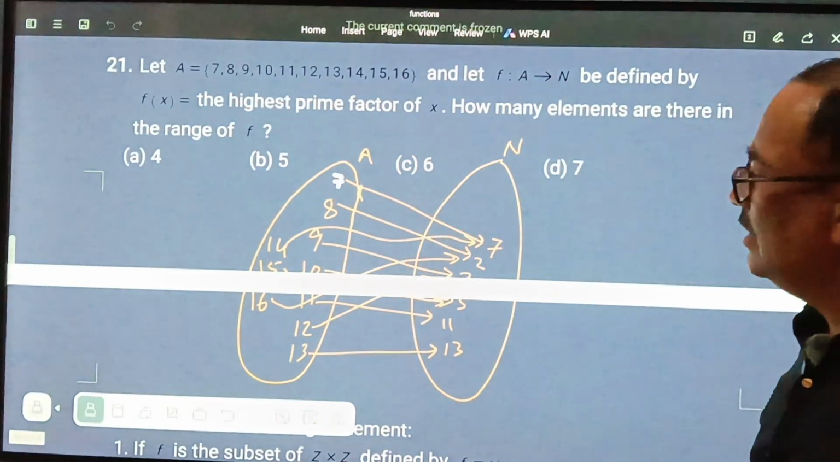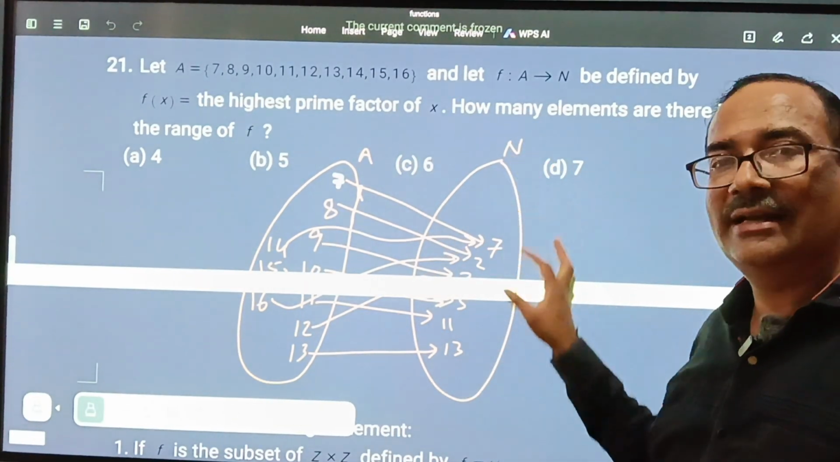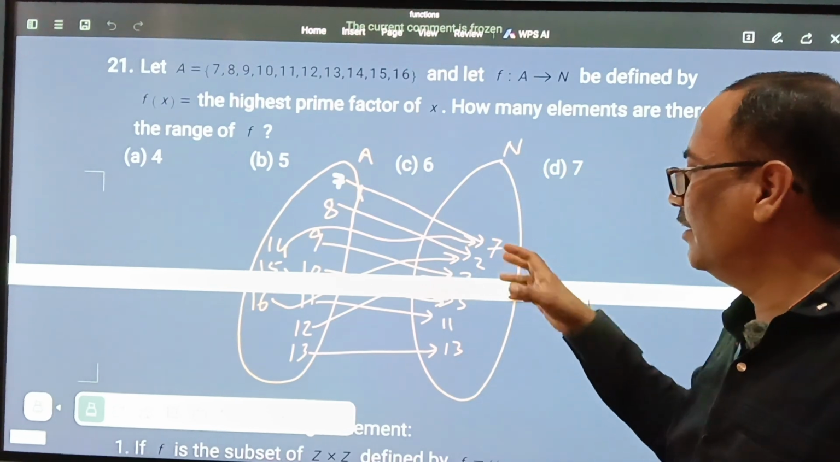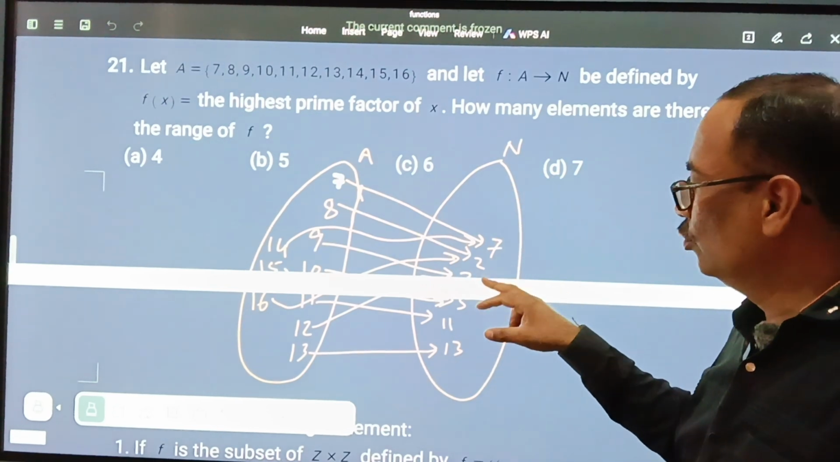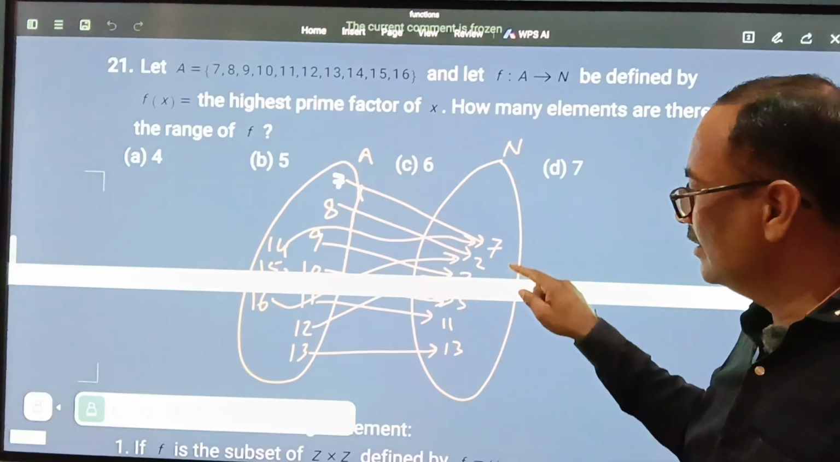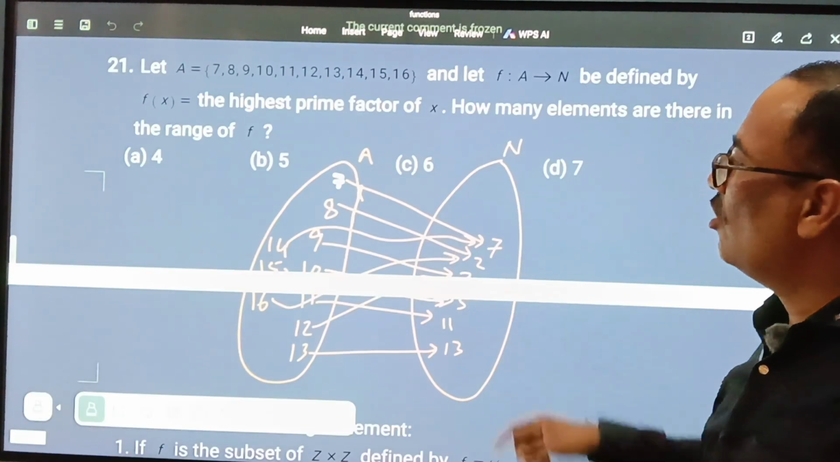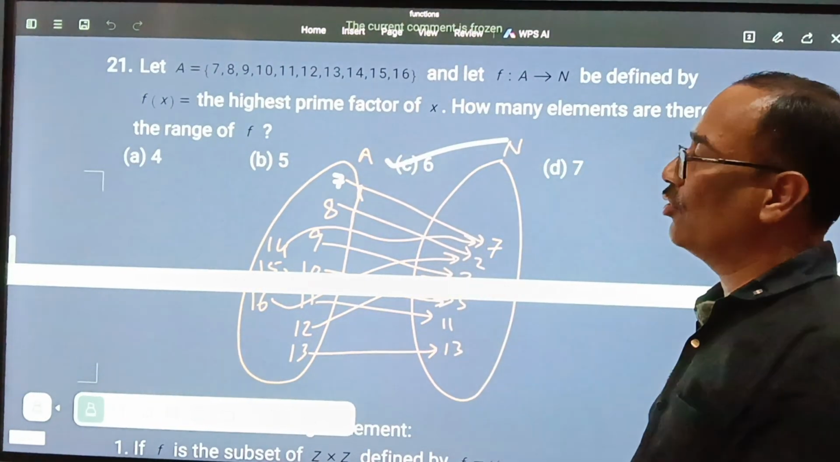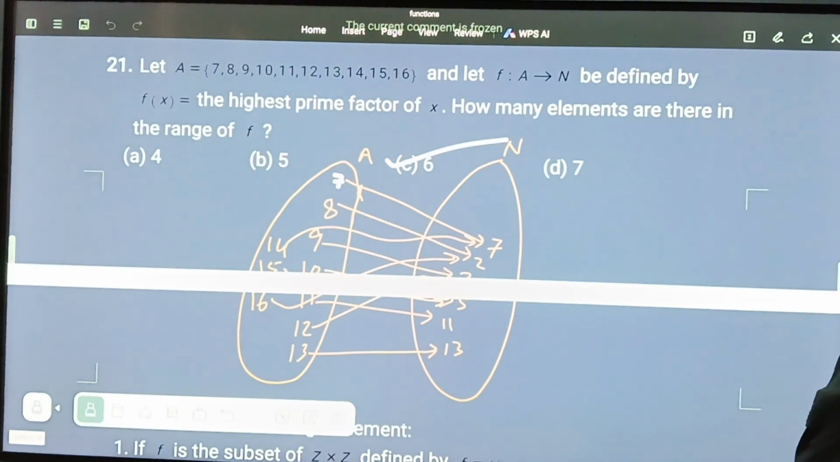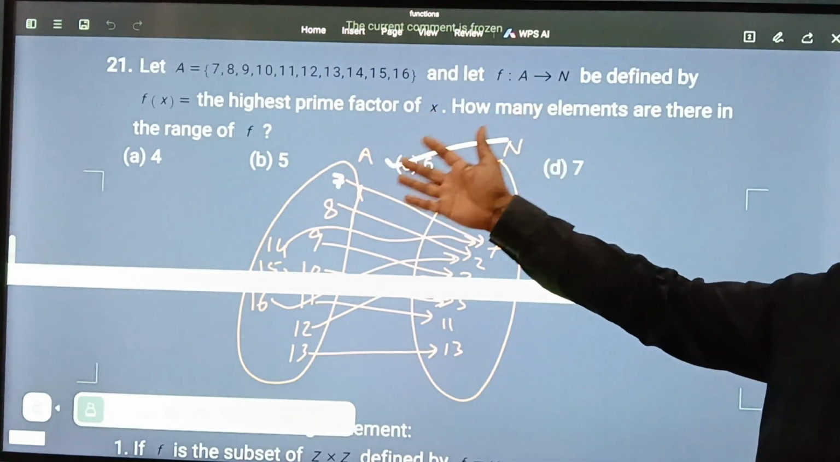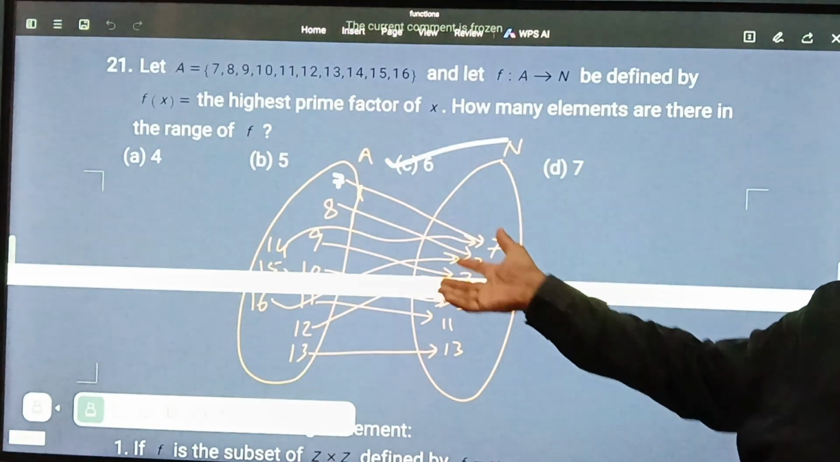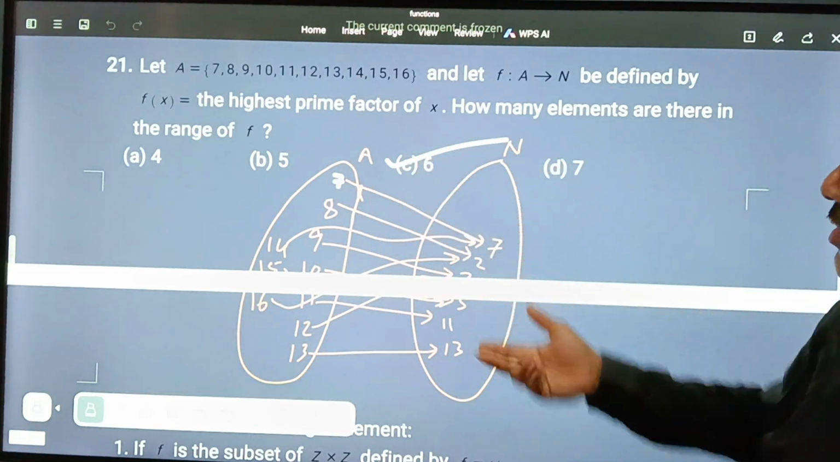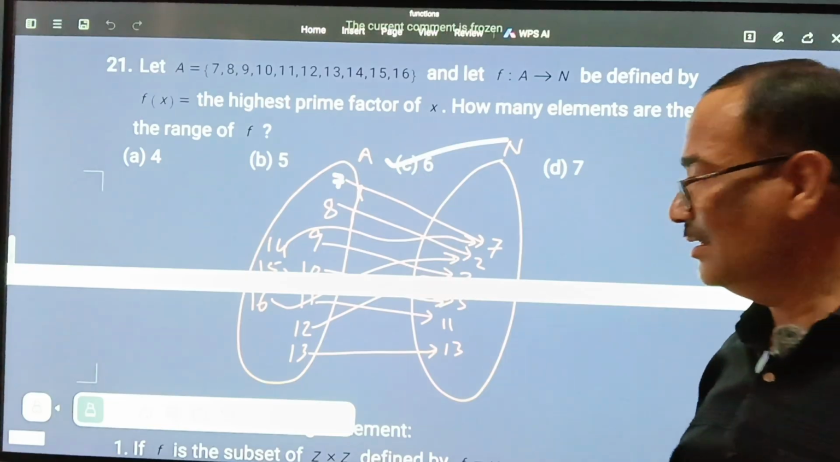So only these are images. The set contains infinitely many numbers, but the range contains only 2, 3, 5, 7, 11 and 13. That is how many? To count these, only 6 are there, hence the correct option is C. So how to find it? This is a very easy question. By mapping, by using an arrow diagram, you can find the range of this function.